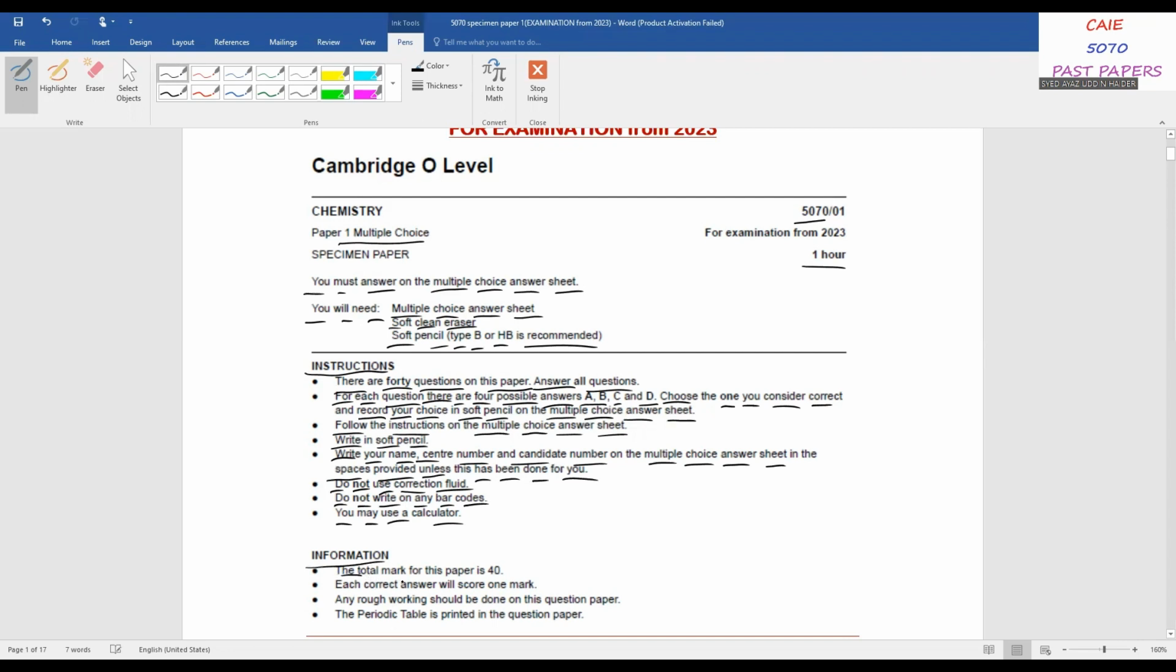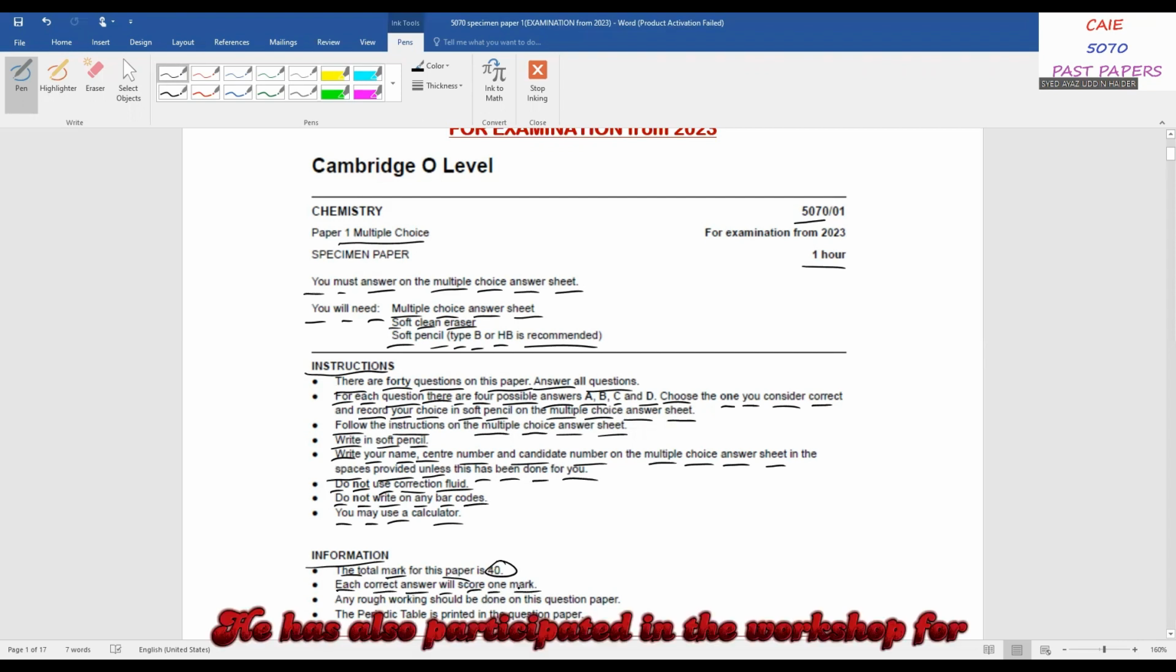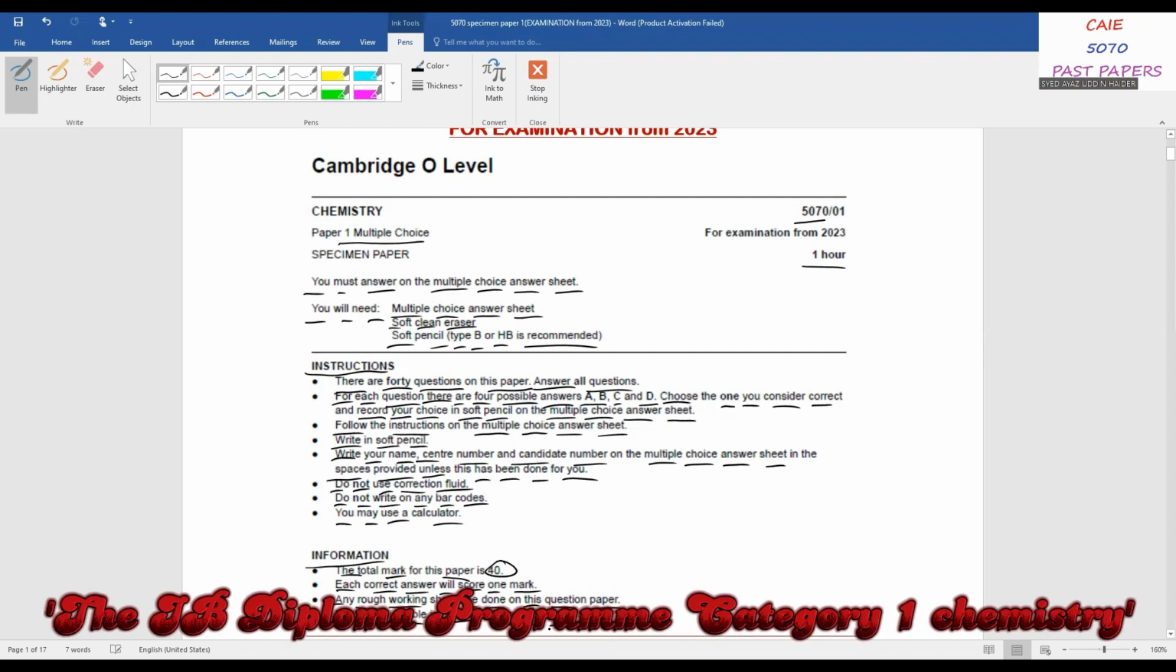Information. The total mark for this paper is 40. Each correct answer will score 1 mark, which means there won't be any kind of deduction of marks in this paper. Any rough working should be done on this question paper. The periodic table is printed in the question paper.